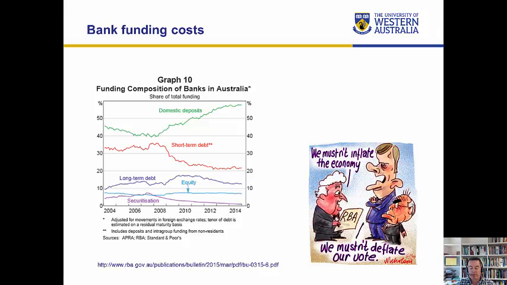Domestic deposits, similar argument to bonds. During a financial crisis, people tend to save more and leave that money in the bank in either their savings account or a term deposit. So Australian banks moved towards domestic deposits because it was seen as a very safe and stable source of bank funding. Certainly more stable and safe than short-term debt.